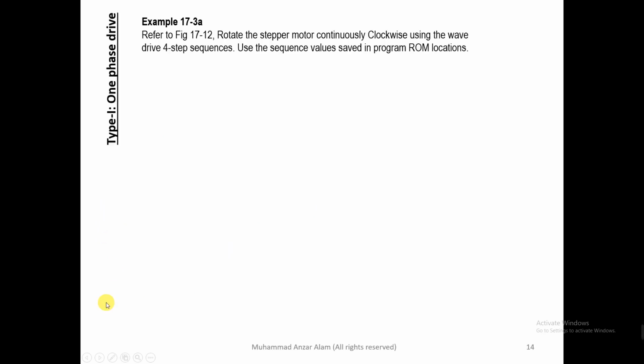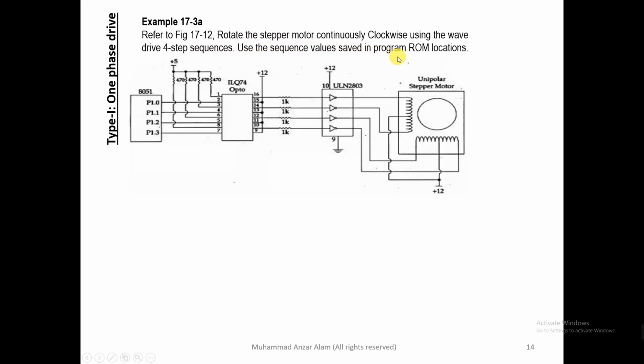Now type 1, one phase drive. This is example 17-3A from the book. Rotate the stepper motor continuously clockwise using the wave drive. Wave drive means one phase drive, so we will energize one coil at one time. Use the sequence values saved in program ROM locations.